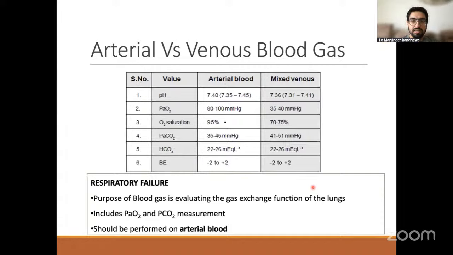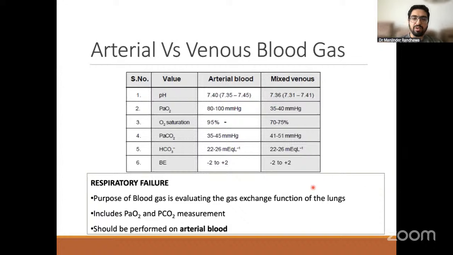When you're trying to see a child with respiratory failure, this is where you need an arterial blood gas, because you want to see the oxygenation parameters, you want to see the exact carbon dioxide, and all these normal values are based on arterial blood gases only.